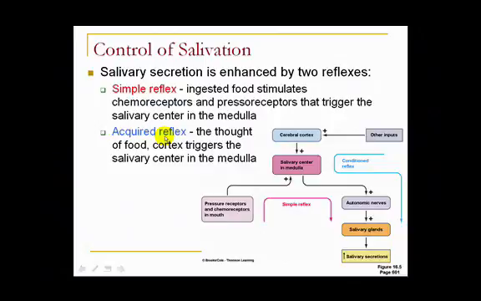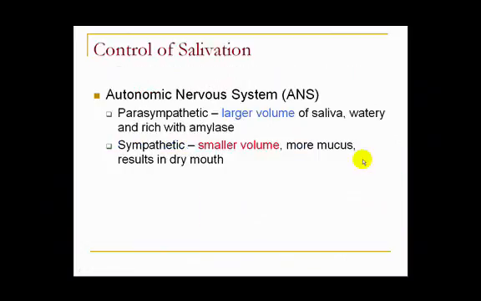The acquired reflex is learned. It involves your cerebral cortex. This is Pavlov's dog, where he taught the dog to associate the ringing of the bell with food. Okay, so when you'd ring the bell, the dog would start salivating. When you think of food or you smell food or anything, you become aware that the food's there, so that's the cerebral cortex, and that's enough to trigger increased saliva production. Okay, so that's the conditioned or the acquired reflex that's learned.